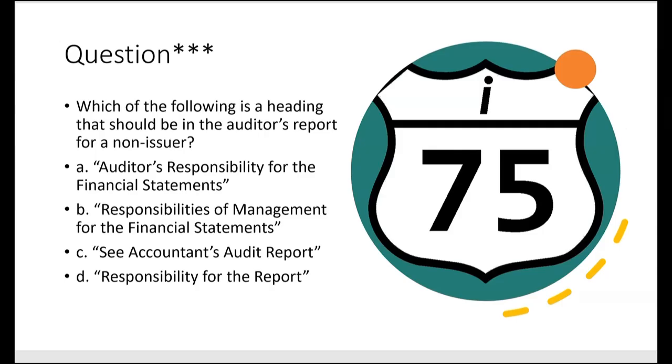All right, let's try this question. Which of the following is a heading that should be in the auditor's report for a non-issuer? A, auditor's responsibility for the financial statements. No. There is an auditor's responsibility section of the report, but it doesn't say auditor's responsibility for the financial statements. B, responsibilities of management for the financial statements. Yeah, that sounds good. C, accountant's audit report. That's not a section of the report. D, responsibility for the report. That's not a section of the report. So the correct answer is B, responsibilities of management for the financial statements.